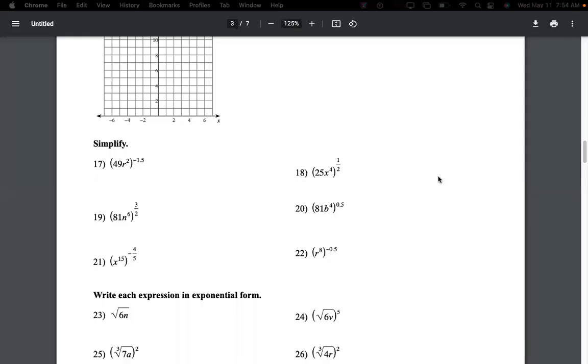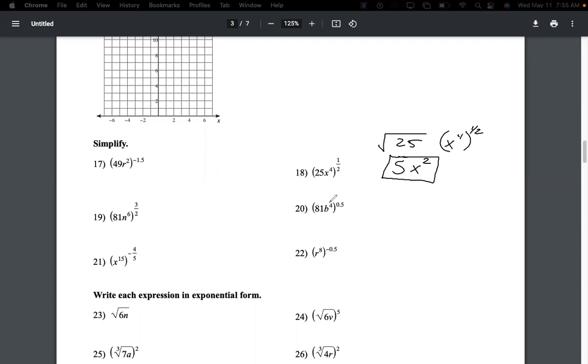All right, so let's go ahead and look at number 18. If we have something raised to the 1/2 power, remember that's the same thing as taking the square root of it. So what's the square root of 25? 5. And then we have x to the 4th, and we're going to raise that to the 1/2 power. Well, what's 4 times 1/2? 2. So that'll be x to the 2nd power. So it'll be 5x to the 2nd power. Any questions on how I did that one? Ain't nothing crazy, right?